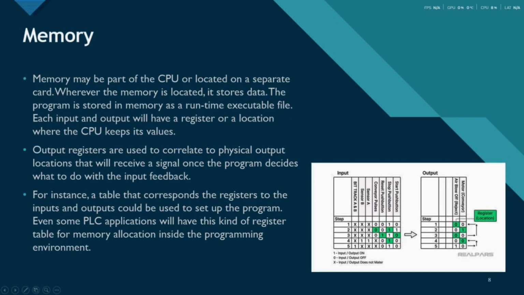Memory. Memory may be part of the CPU or located on a separate card. The memory cards usually use the older RAM cards, or the newer ones use flash memory. Wherever the memory is located, it stores data. The program is stored in memory as a runtime executable file. Each input and output will have a register, or a location where the CPU keeps its values. Output registers are used to correlate to physical output locations that will receive a signal once the program decides what to do with the input feedback. For instance, a table that corresponds the registers to the inputs and outputs could be used to set up and program. Even some PLC applications will have these kinds of register tables for memory allocation inside the programming environment.